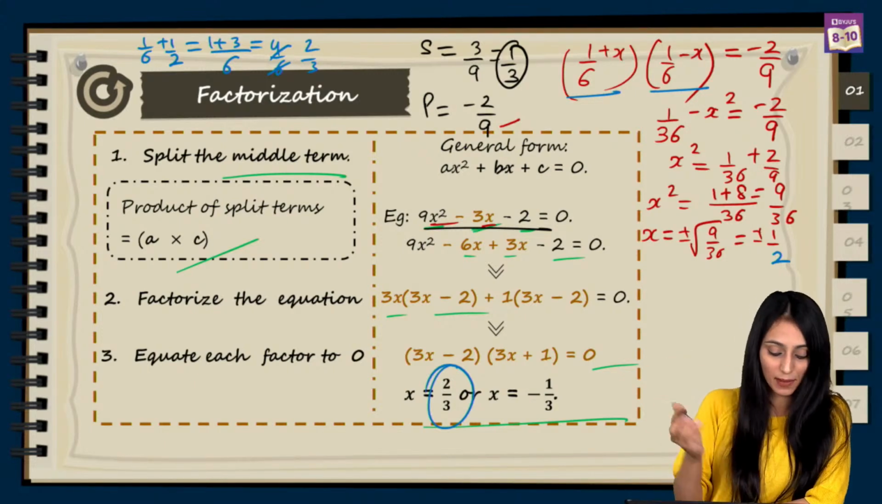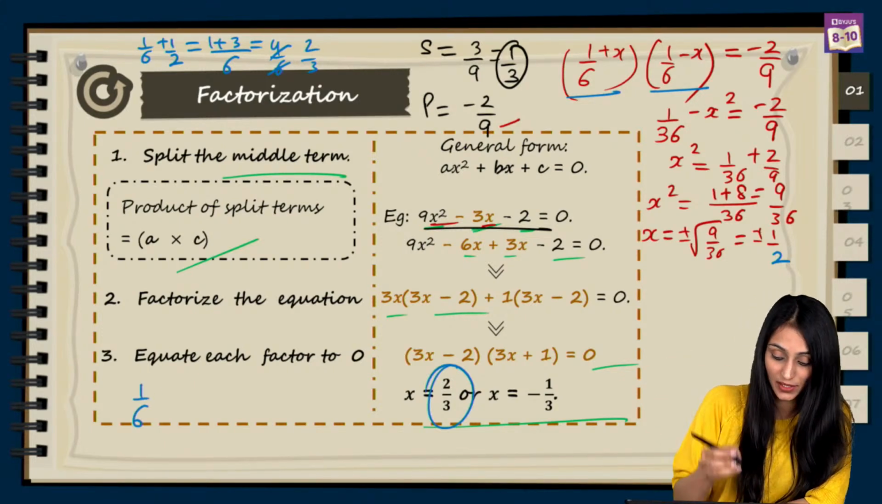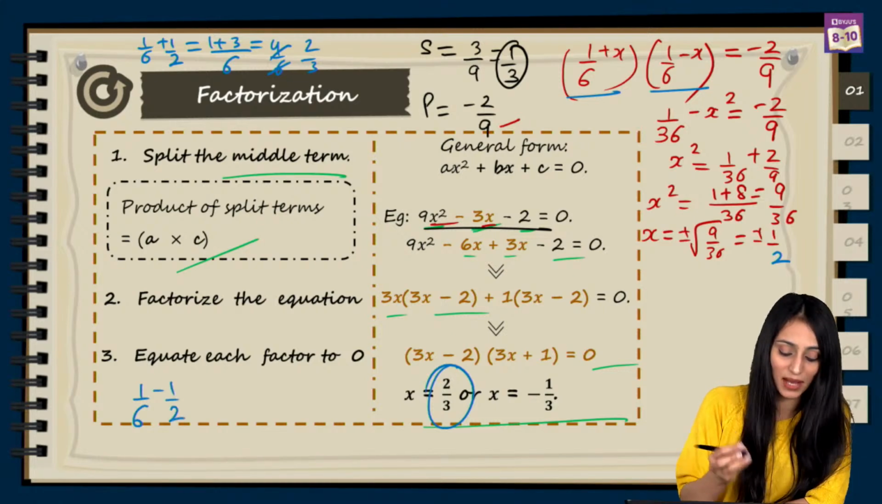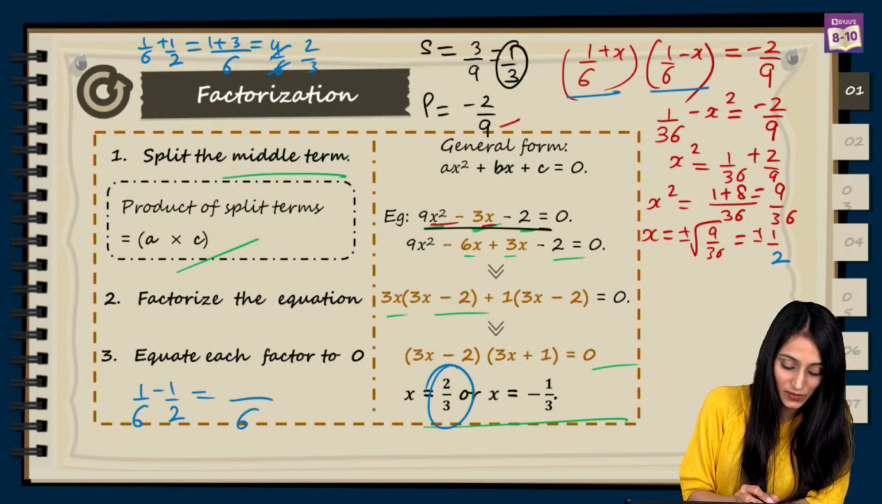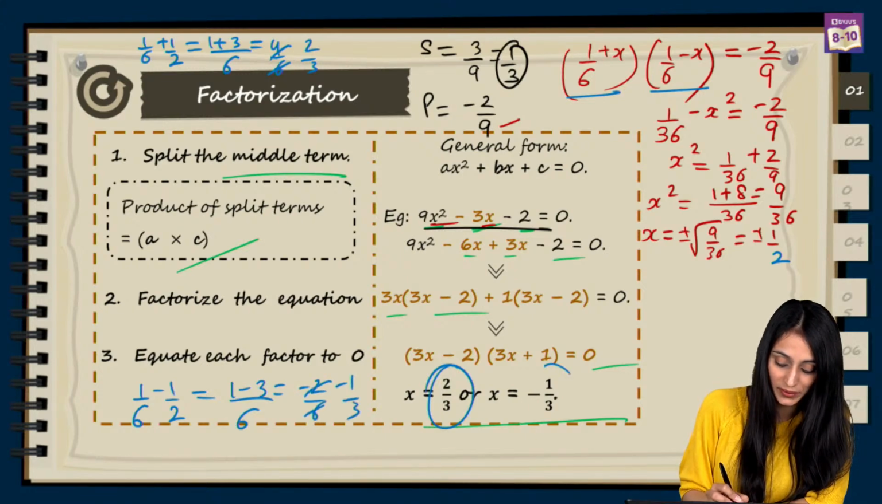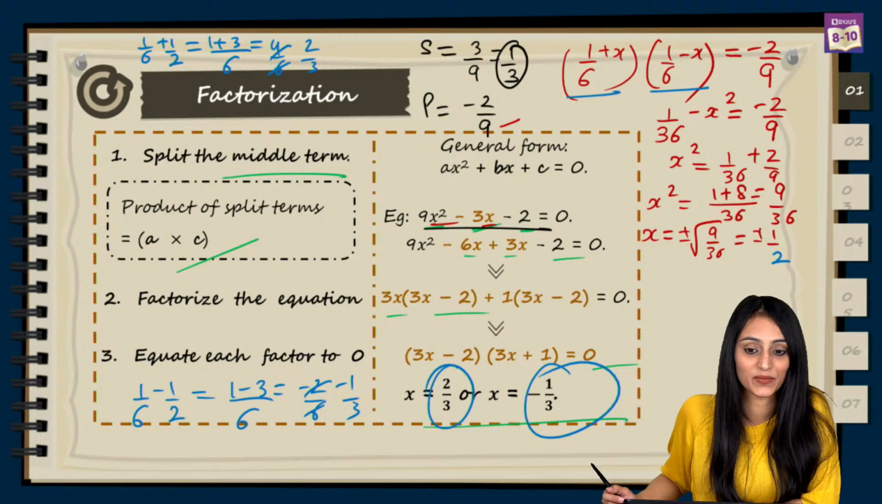Another one, 1 by 6 minus x. I don't have ample space here, so I'm writing here. So that's, let's say, minus 1 by 2. You get 6 here. This is 1, this is 3. That's minus 2 by 6, which is minus 1 by 3. See, we are getting the same answers, right?